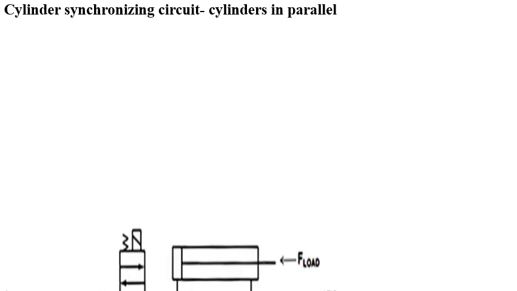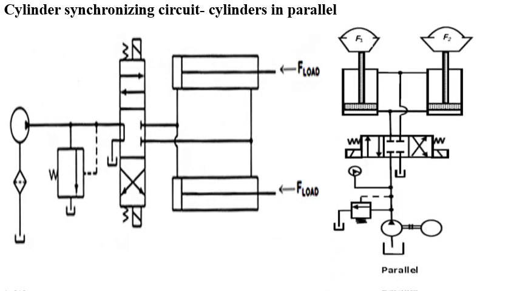Now we'll move on to the second configuration, the cylinder synchronizing circuit when cylinders are connected in parallel. Okay, these two are parallel connections. Here the same reservoir, filter, pump, pressure relief valve, direction control valve, and two cylinders are connected. Sorry, the two cylinders are connected in parallel. In parallel mode, the cylinders are connected.